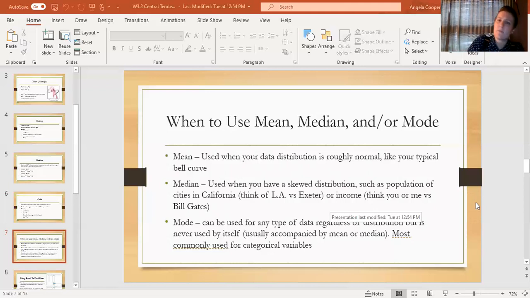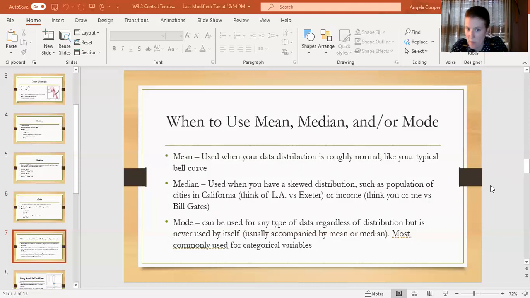For median, we use median when it comes to having skewed distributions. So oftentimes, when we have skewed distributions, we're dealing with things that, instead of having that normal bell curve that bumps in the middle, maybe it has a big blip and then it kind of flattens out for the rest, or it's flat, flat, flat, and then it has a big blip.